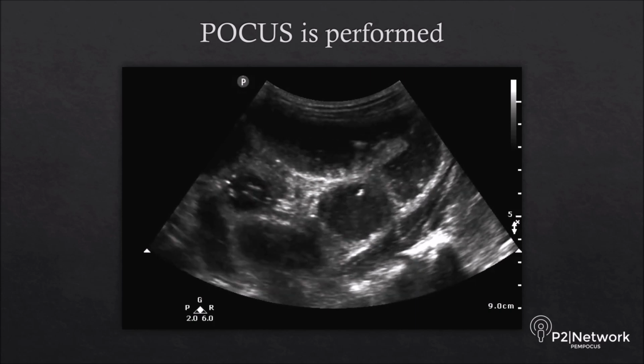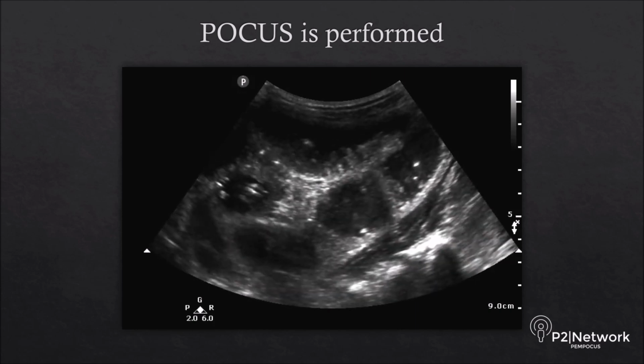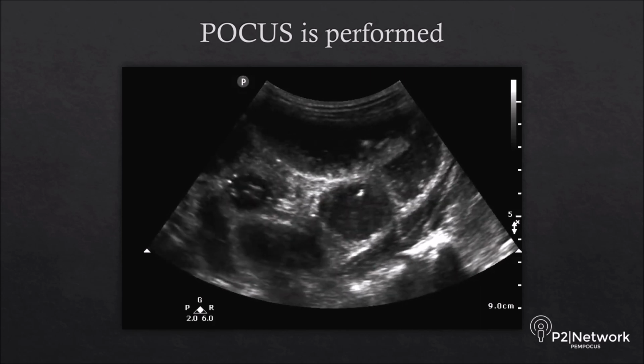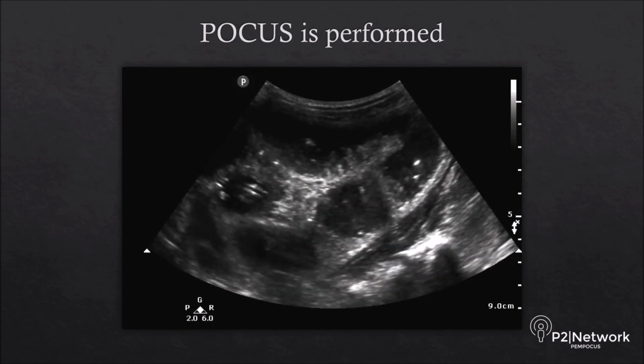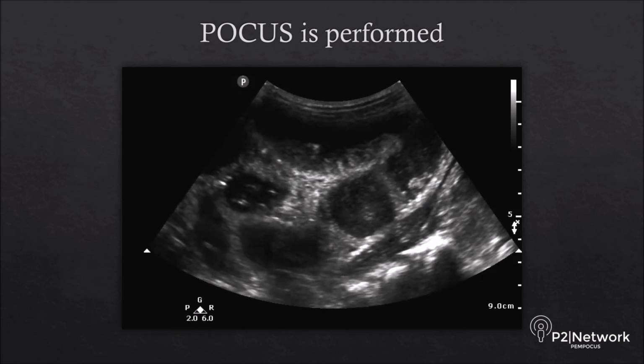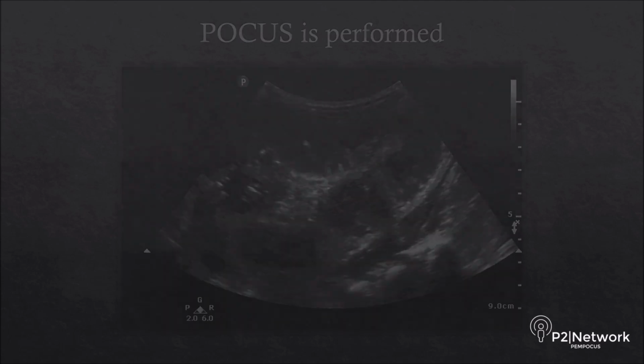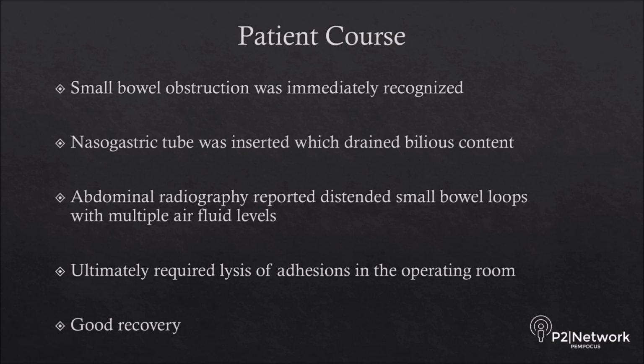Point of care ultrasound is performed, and this is what you see: dilated loops of bowel, absence of peristalsis, to and fro motion of bowel contents, and thickened bowel walls. This patient was immediately diagnosed with a small bowel obstruction prior to CAT scan or X-ray.